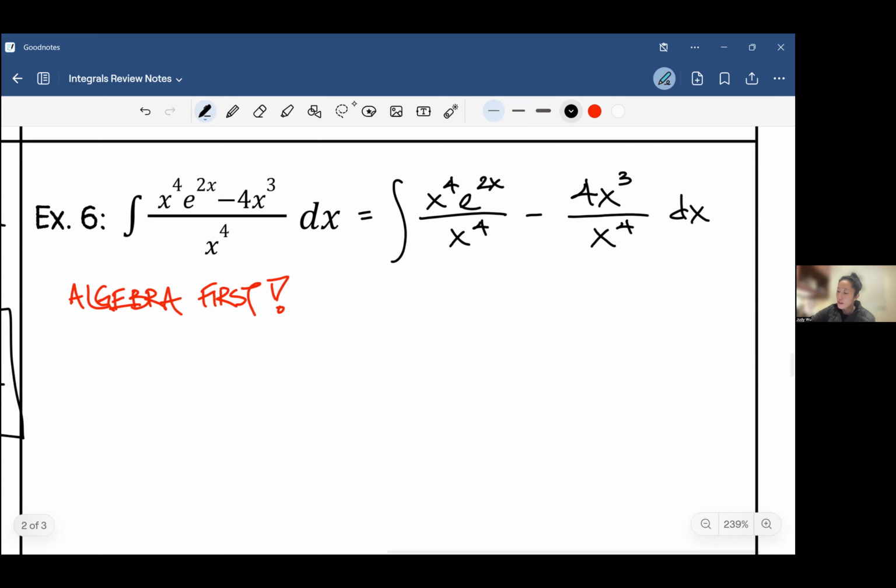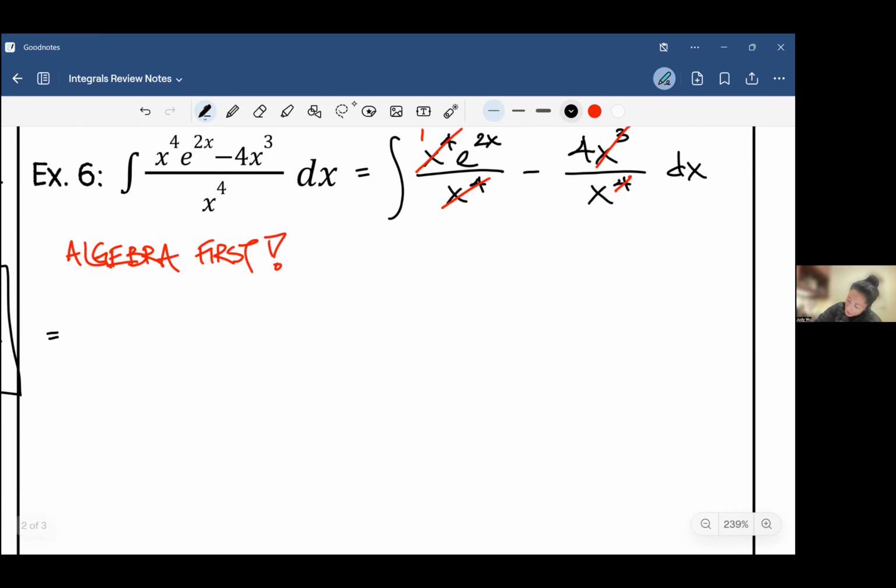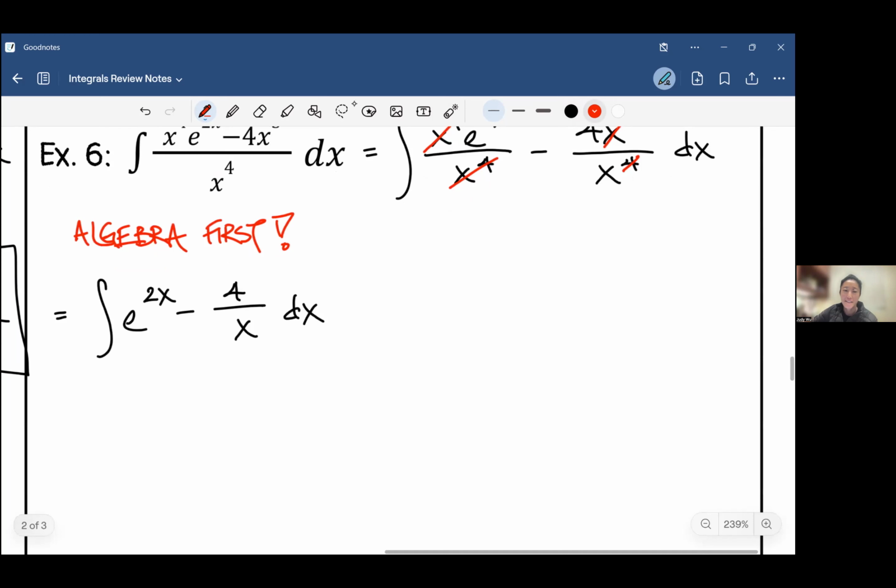Okay. Well, we're going to reduce using our exponent rules like we did in the last question. We'll notice that x to the 4th and x to the 4th completely go away, and we just have 1 on the top and 1 on the bottom. Now in the second fraction, though, 3 copies of the x are going to go away, but we're still going to have 1 in the bottom. Okay? And so when we clean this up, we'll have the integral of e to the 2x minus 4 over x dx.